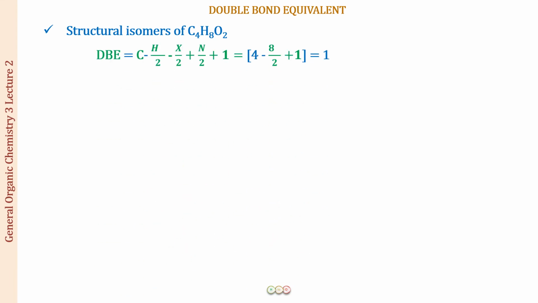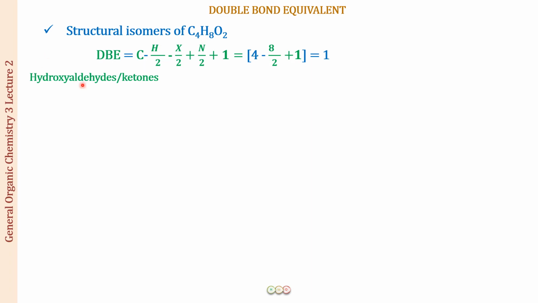So most structural isomers for C4H8O2, the DBE value, this must remain as 1. So my next possibility is that I can draw an aldehyde or a ketone so that my DBE value remains at 1. But when I draw an aldehyde or a ketone, the number of oxygens reduces, right? In the carboxylic acid and the ester, there are 2 oxygens. My molecular formula suggests there have to be 2 oxygens.